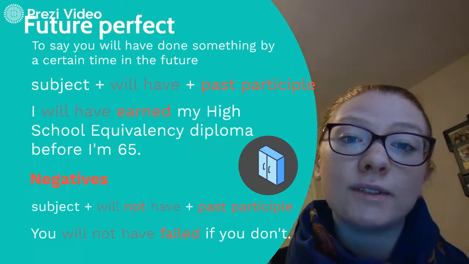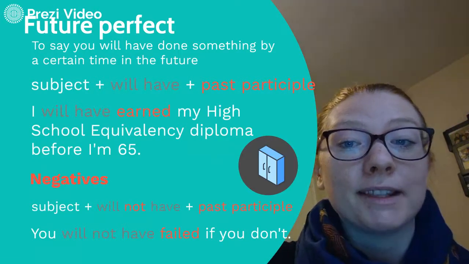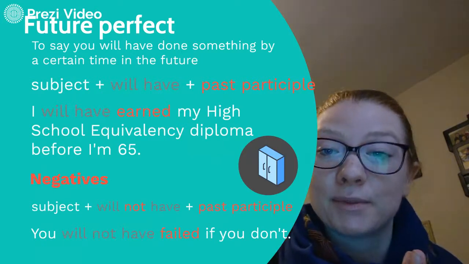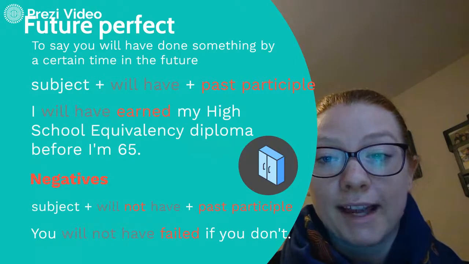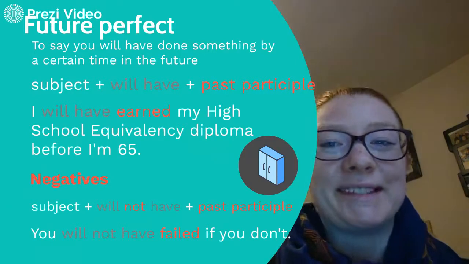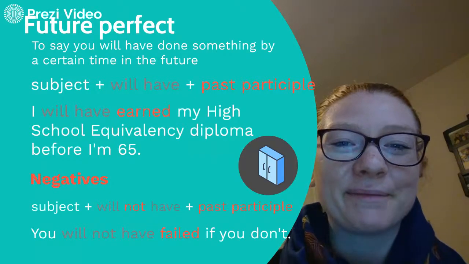For the negatives, you take that not and you're actually going to plop it right in the middle of will and have. So instead of between have and the past participle, it's going to be before the have. So you will not have failed if you don't get your high school equivalency diploma before you're 65.